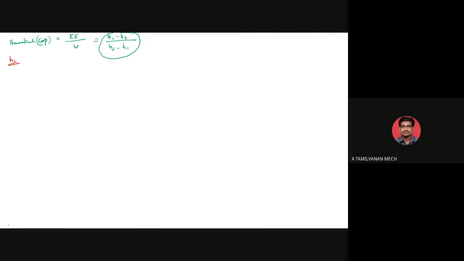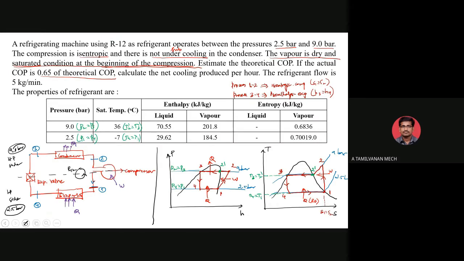So how do we find the point H1? Point 1 is normally located at which place? At the saturated vapor curve, sir. Saturated vapor curve at a pressure of how much? P4 equal to P1, 2.5. So at 2.5 pressure, it is located on the saturated vapor curve.